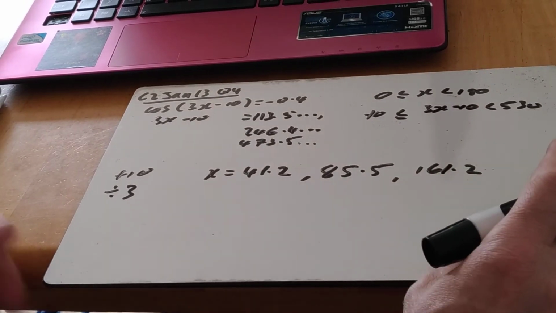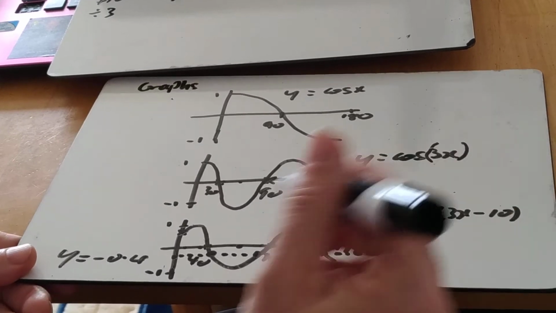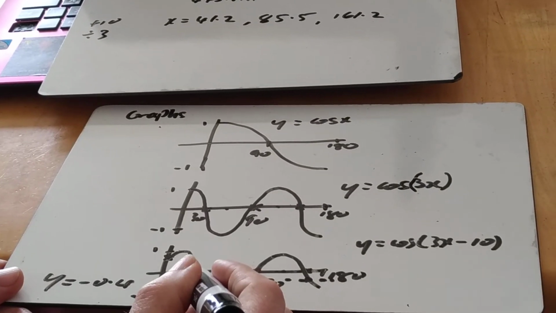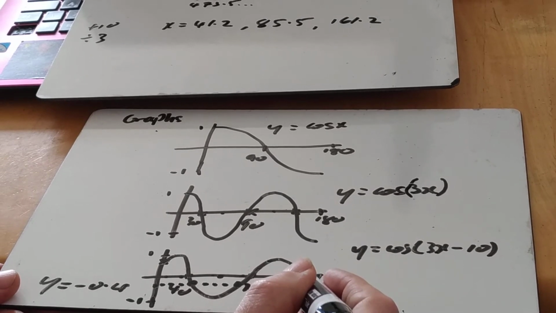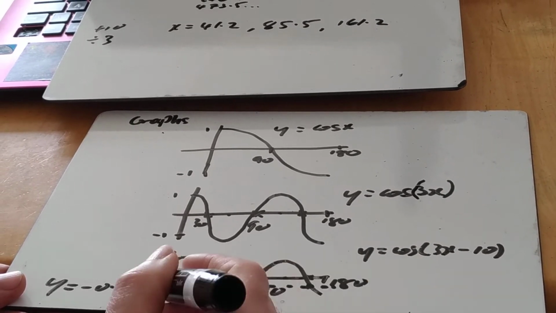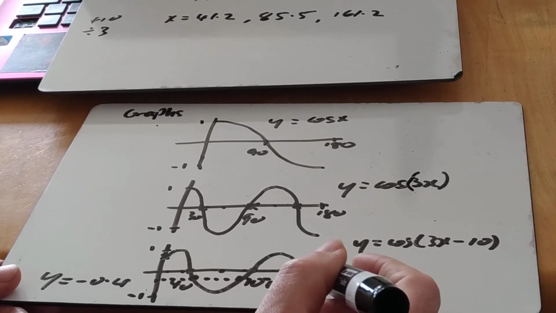If I go back to my graph and have a consider there, we go, just over 40, looks about right, below 100, and just over 160. So using my rough sketch there, I can see that that matches up really well with my three answers that I've got there.